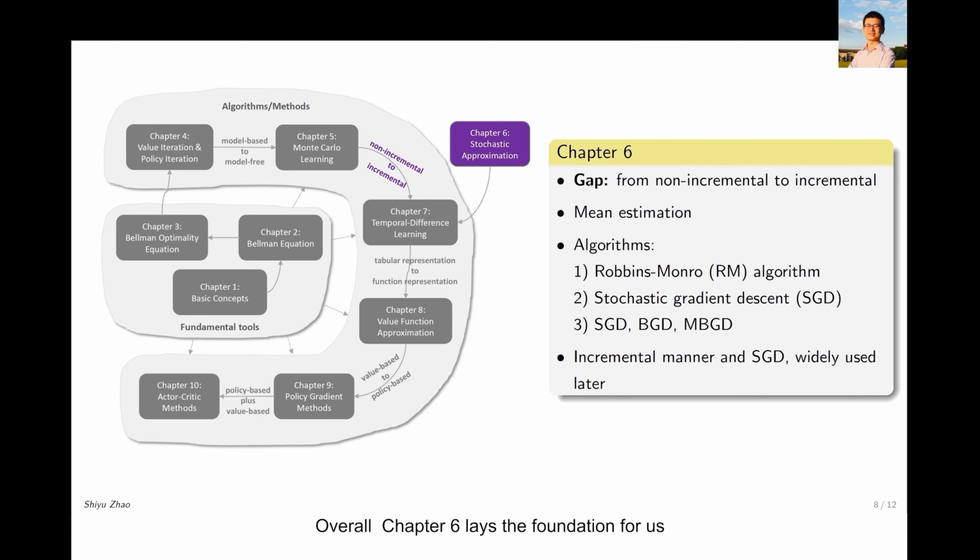Overall, Chapter 6 lays the foundation for us. It focuses on two key points. First, the manner of incremental algorithms, and second, the stochastic gradient descent algorithm and its ideas, which will have widespread application in subsequent chapters.